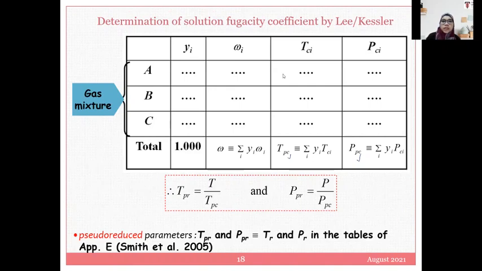Okay, these are the details if we use Lee-Kessler. Lee-Kessler means the pressure is higher than 15 bar.